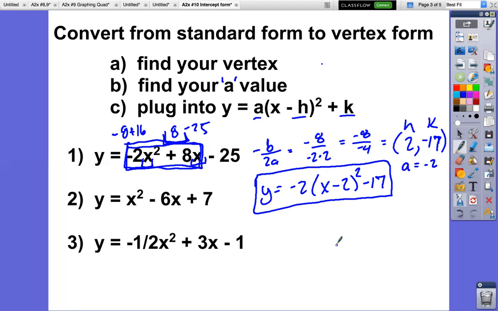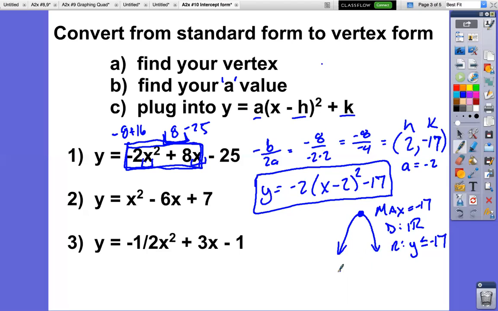So let's do this real quick. What's my maximum or minimum value? Pop quiz. -17. It's the max of -17. Perfect. So let's see. What's my domain? All real numbers. And what's my range? Y is less than or equal to -17. Ooh, here's the real tough one.